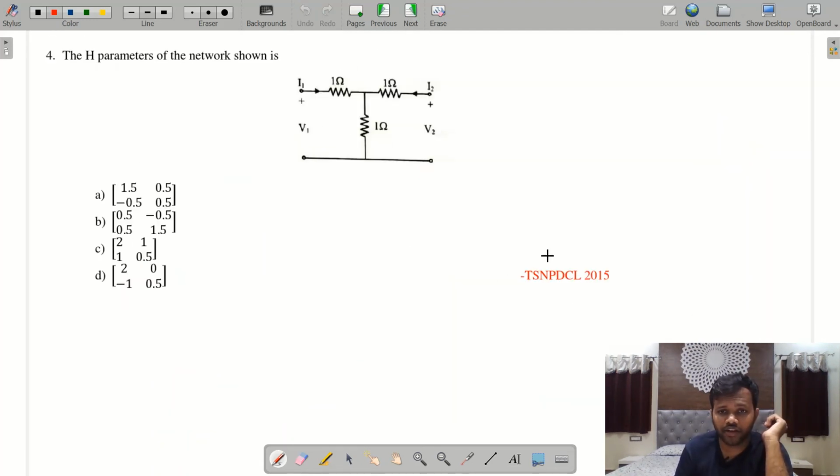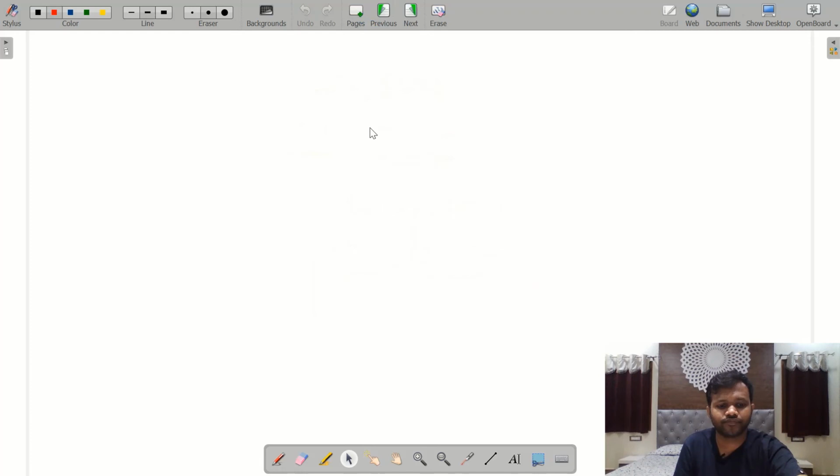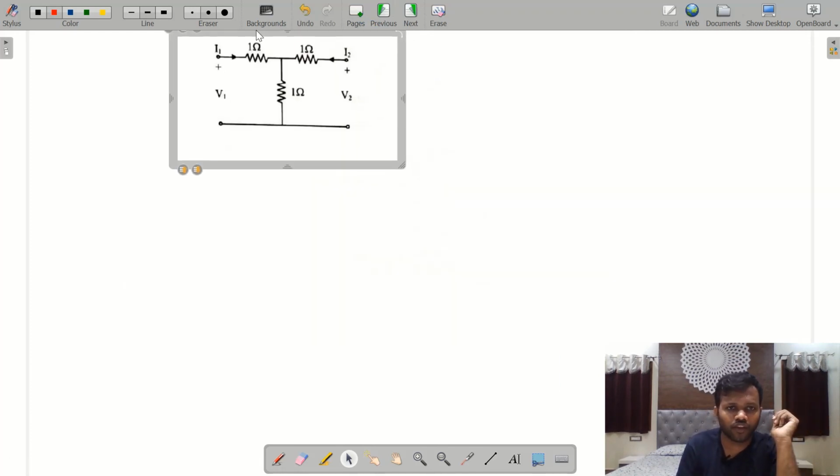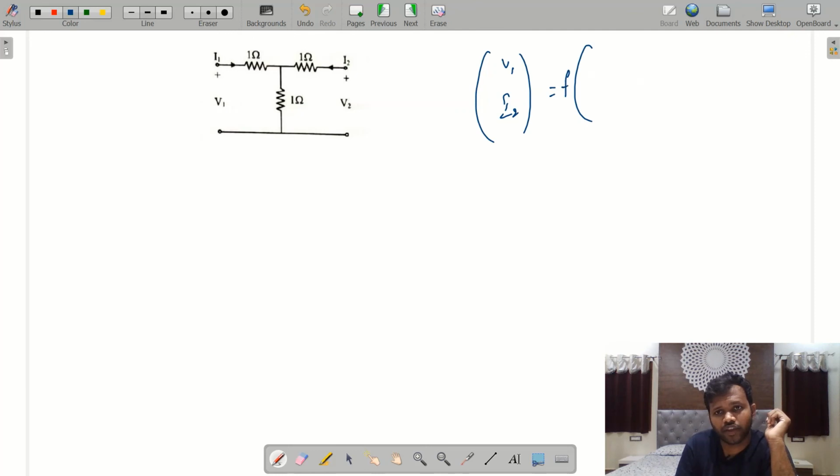This question was given in SPDCL 2015. They had given a network and they are asking to find out the H parameters. We are going to solve this on a new page. So what we need to write? We need to write V1 as a function of I1 and V2, and I2 as a function of I1 and V2.